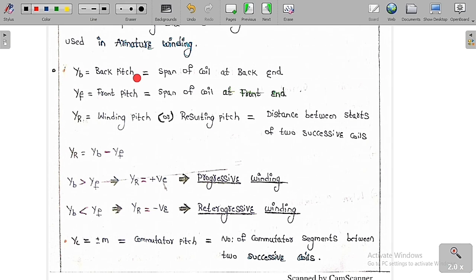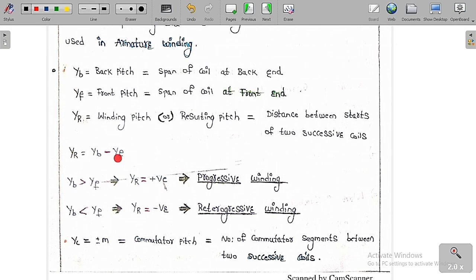Now we'll discuss another concept. Here YB is called the back pitch. Back pitch means the span of the coil at the back end. YF is called the front pitch, or simply the span of the coil at the front end. And YR is called the winding pitch or the resultant pitch. It is the distance between the start of two consecutive coils.